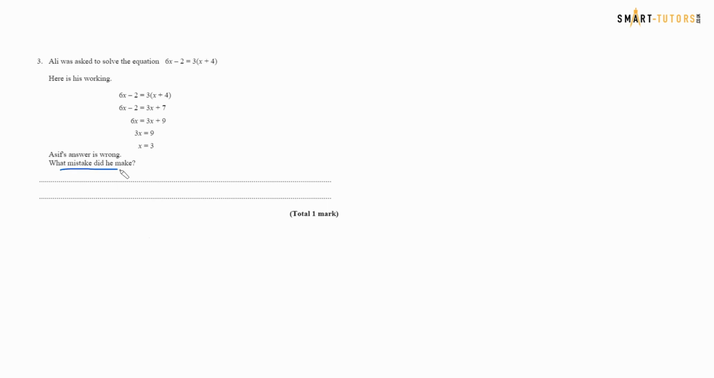So if you go step by step, 6x minus 2, 3 times x plus 4. The question, the first step is correct. Second step is copying the 6x minus 2. 3 times x is 3x. 3 times 4 is 12. So that is the step he made the mistake. So you need to only write that 3 times x plus 4 when expanding the bracket is 3x plus 12.